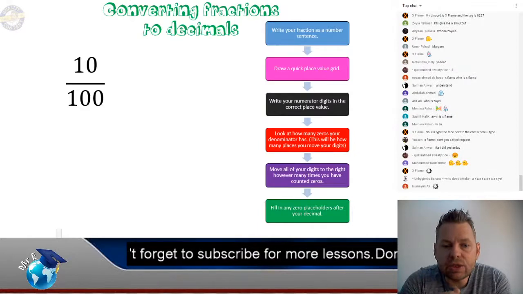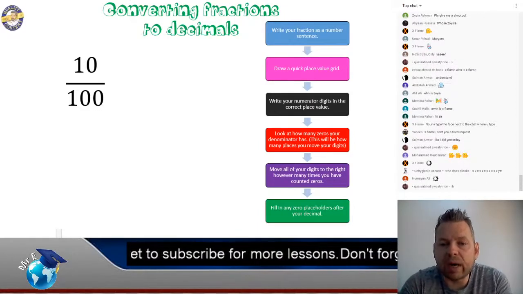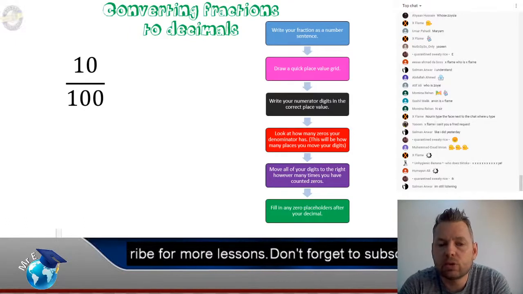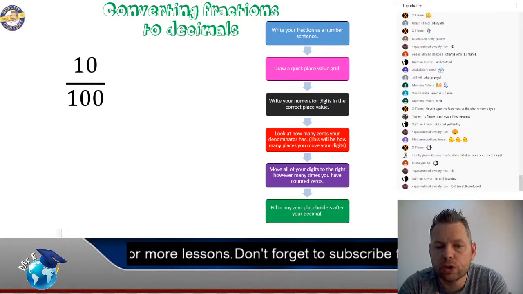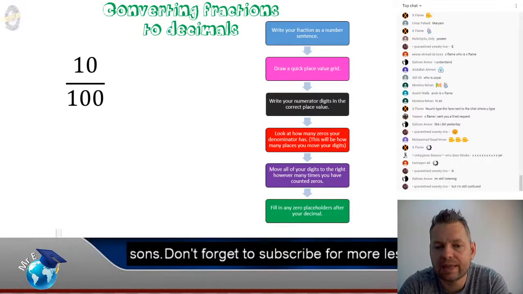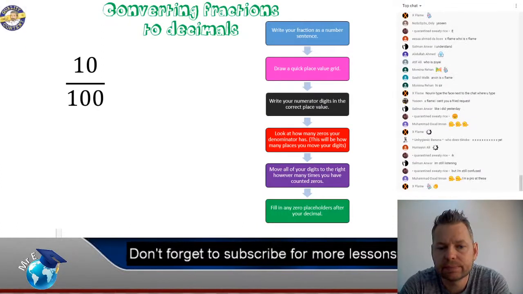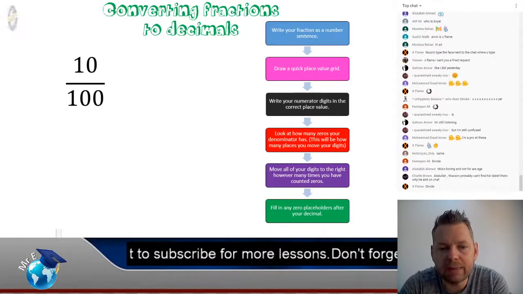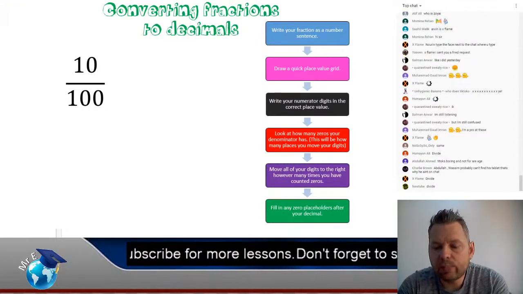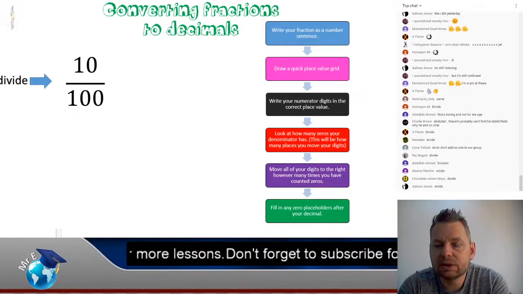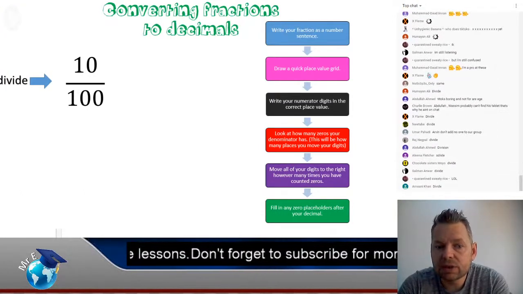Who can tell me in chat what the bar means between the 10 and the 100? So we've got 10 100ths. What does the bar mean between the 10 and the hundredths? Who can tell me online? Well done, Hamayan. It means divide. So the bar in the middle there, it means to divide. So it means we can divide something.